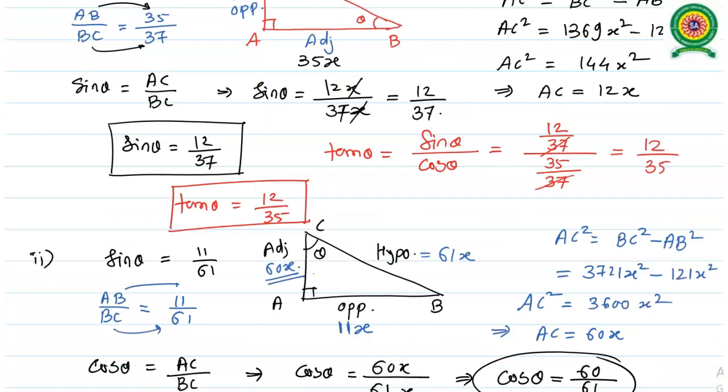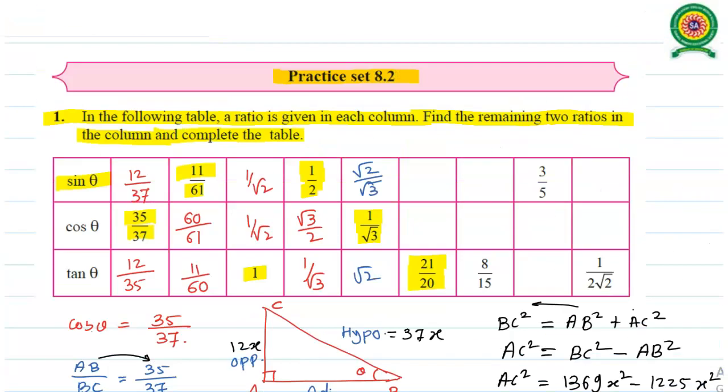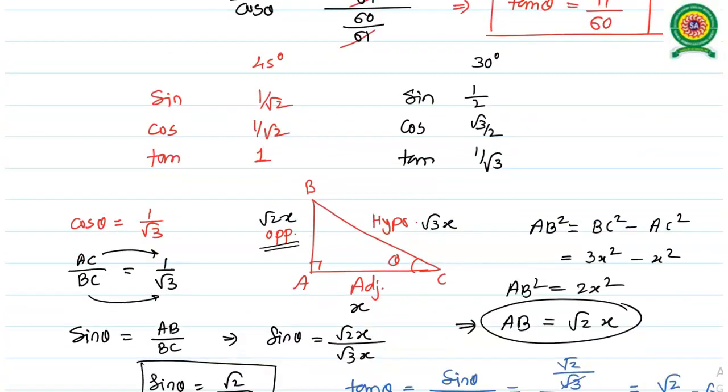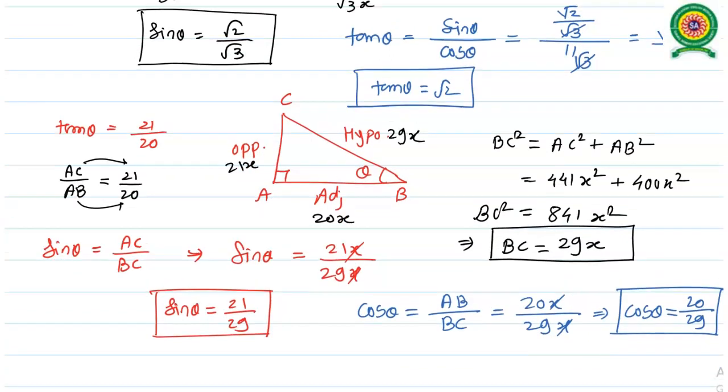So let's put those two figures on our table. We have the value of sin theta is 21 divided by 29 and the value of cos of theta is 20 divided by 29. Look at the next column of the given table. Again we have tan of theta is 8 by 15. So tan theta value now we have given 8 divided by 15.